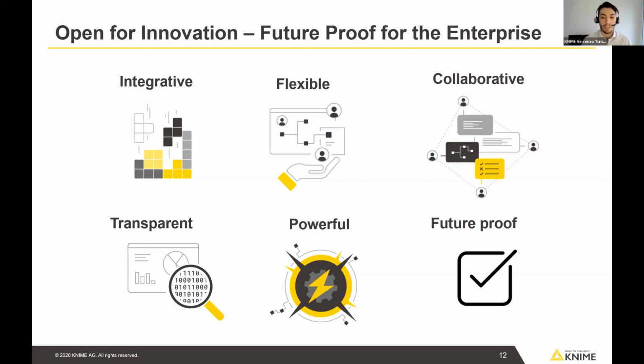It's a transparent environment, which means that the source code of KNIME Analytics Platform is available to the community on GitHub. It's a powerful environment, and of course, future-proof, because we have a vision and we want to always make sure that we integrate with the best tools that are available out there on the market.